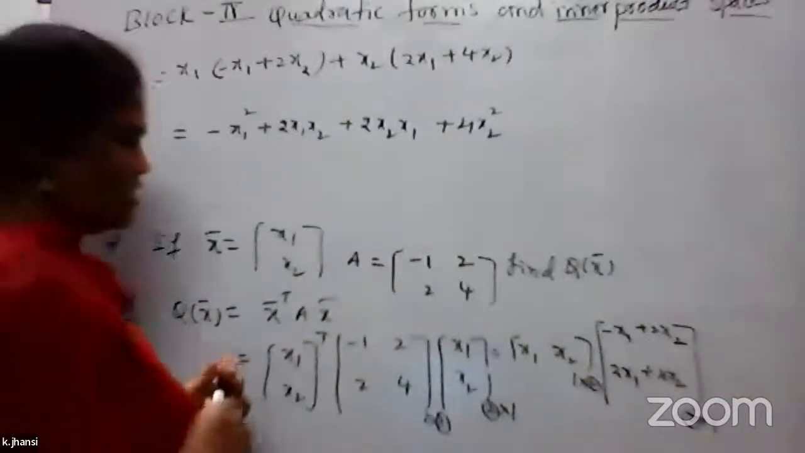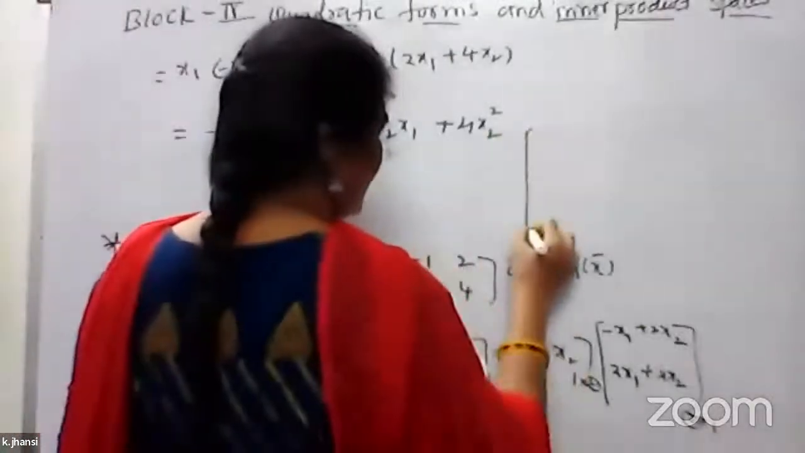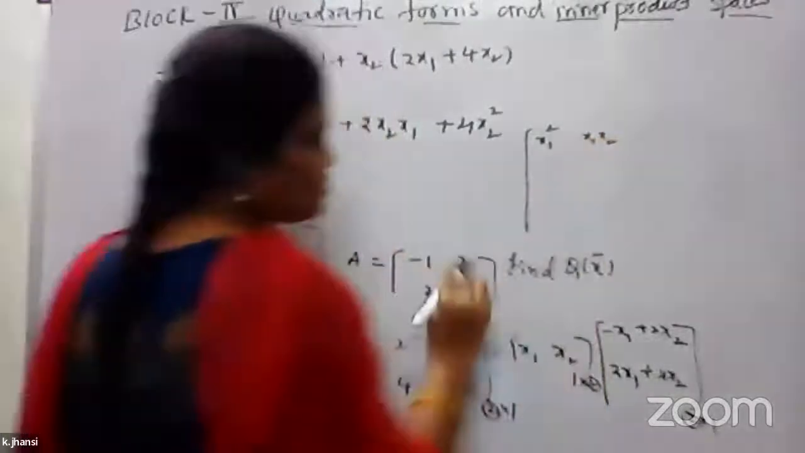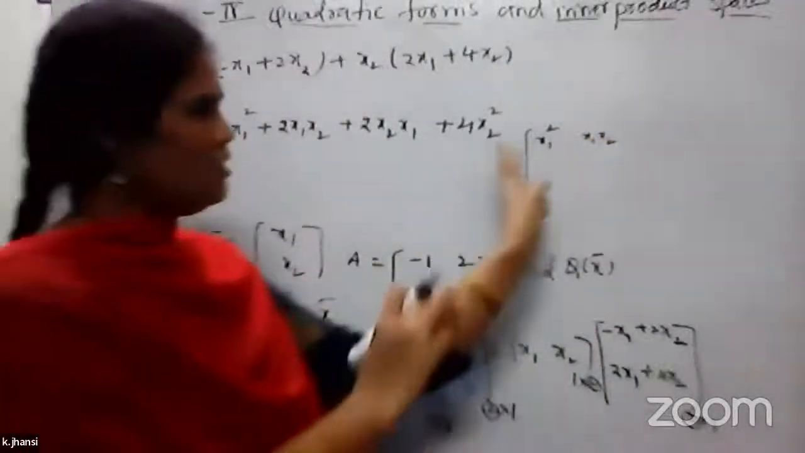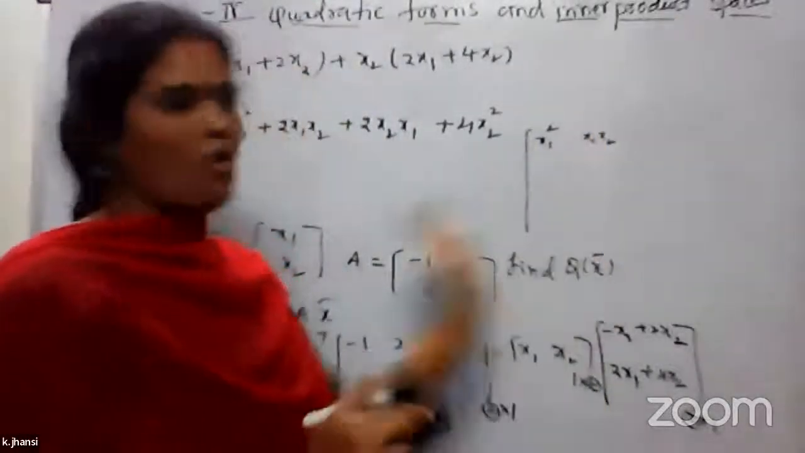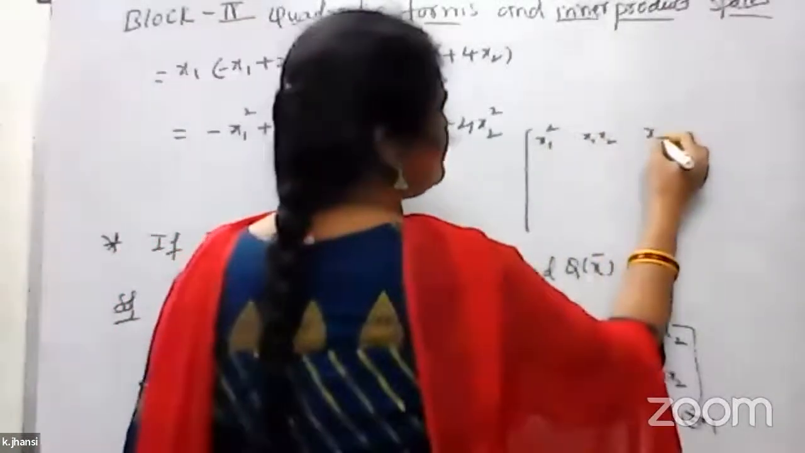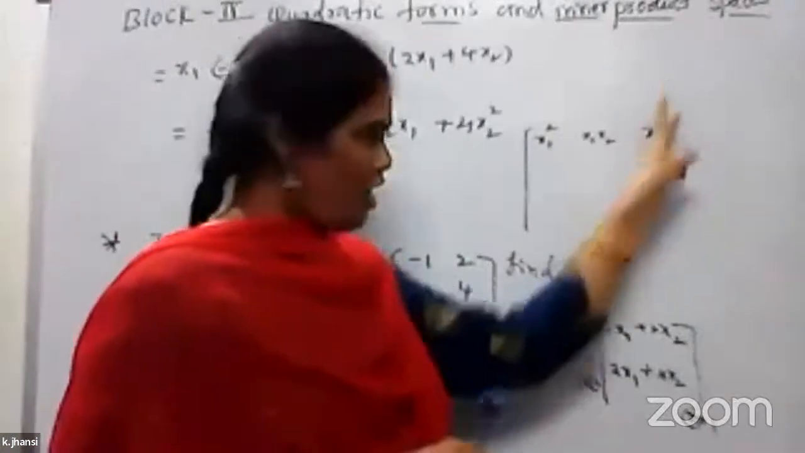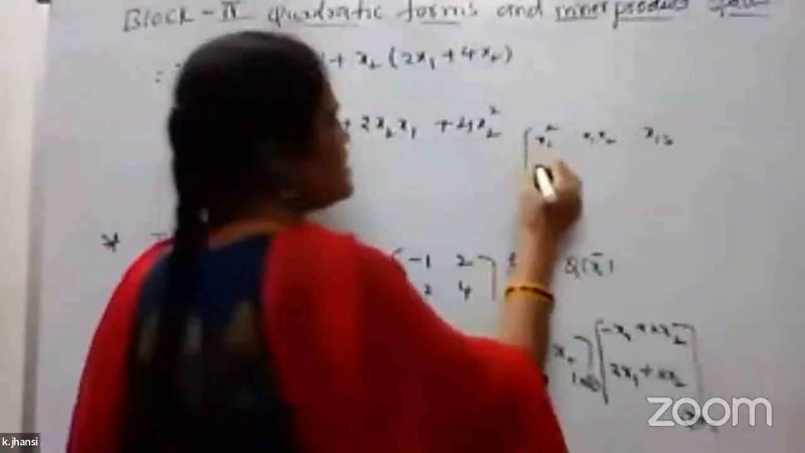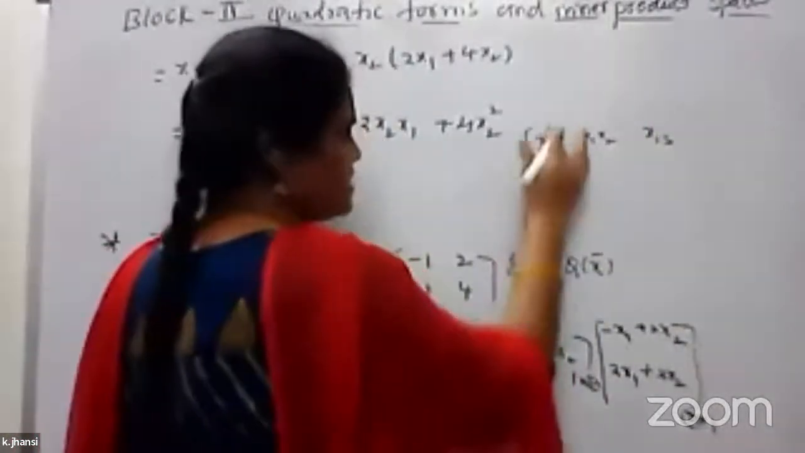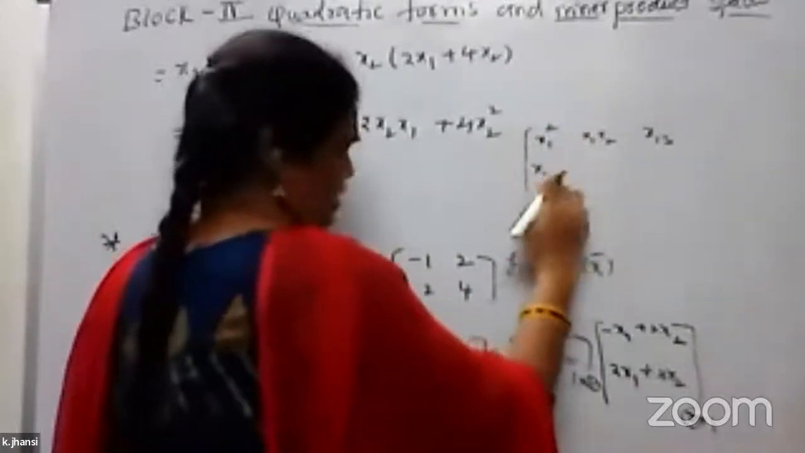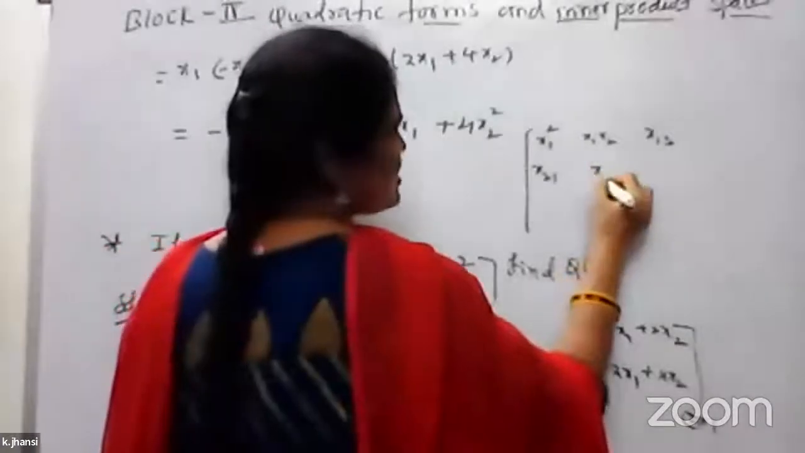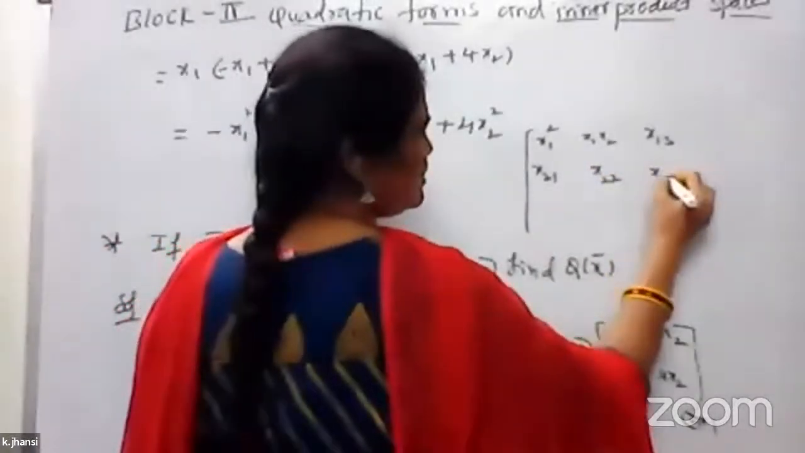So if you see, the matrix form will be like this: x1 square, x1 x2, that is the first row and second column. Next you will have x1 x3, the element of first row and third column. Next you will have x21, that is the second row and first column. Next you will have the second row, second column, and this is 2, 3.